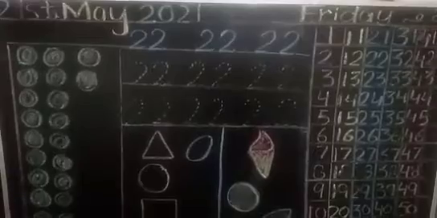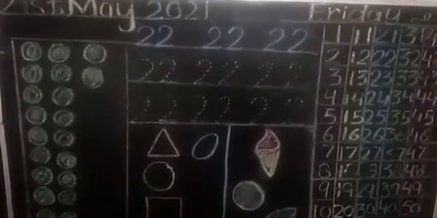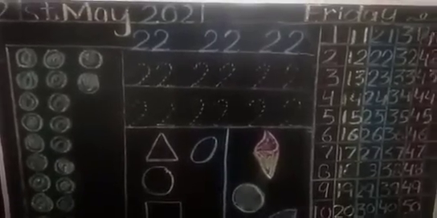Monday, Tuesday, Wednesday, Thursday, Friday, Saturday, Sunday. And today is Friday. Okay, my dear students, now take out your math workbook. Today we will do page number 96. My dear students, look at the top of the page. Here are two icons, count and write. First of all, we will count the beads.